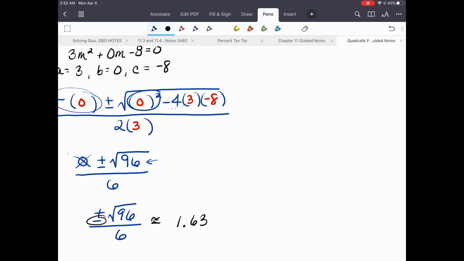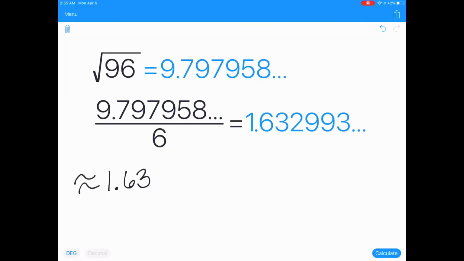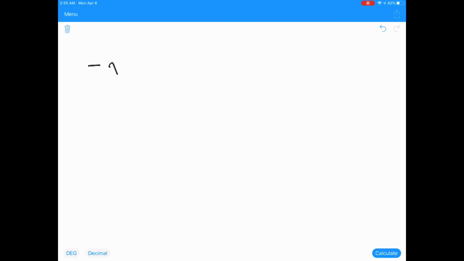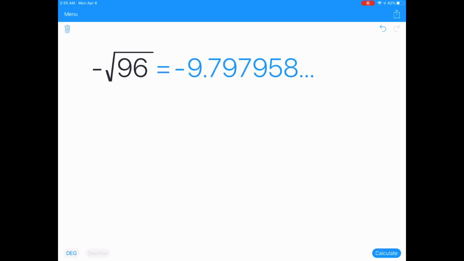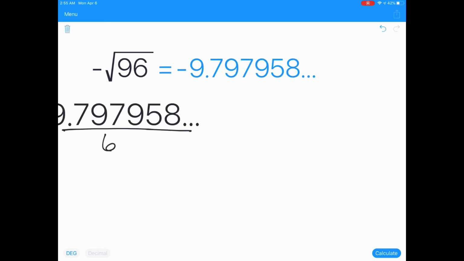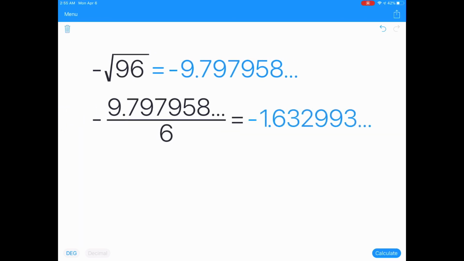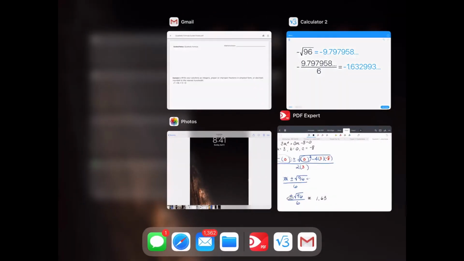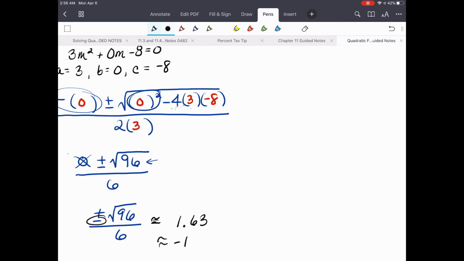And now I'm going to do the negative value of square root of 96. And I know it doesn't make a huge difference here. I'm just going to show you. So negative square root of 96, when I put the negative in front of that, that just makes the same number that we got before, but this time it's negative. All right, and now I'm going to divide that by 6, and it's going to be the same thing, except this time negative. So this time negative 1.63 is what we got. There are the roots, negative 1.63, positive 1.63, and those all check out.